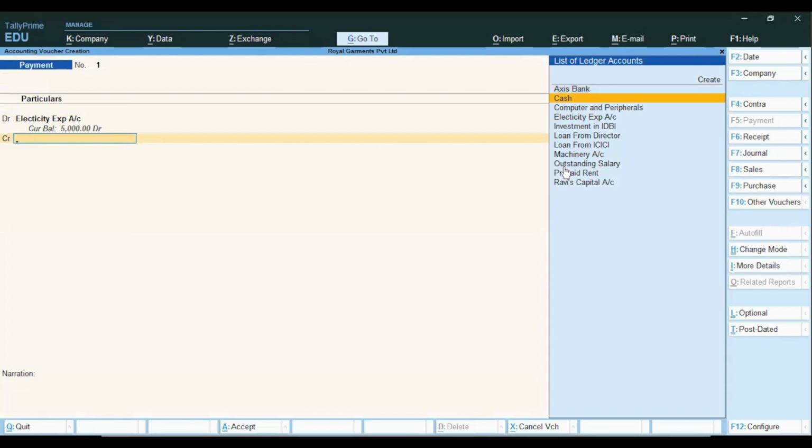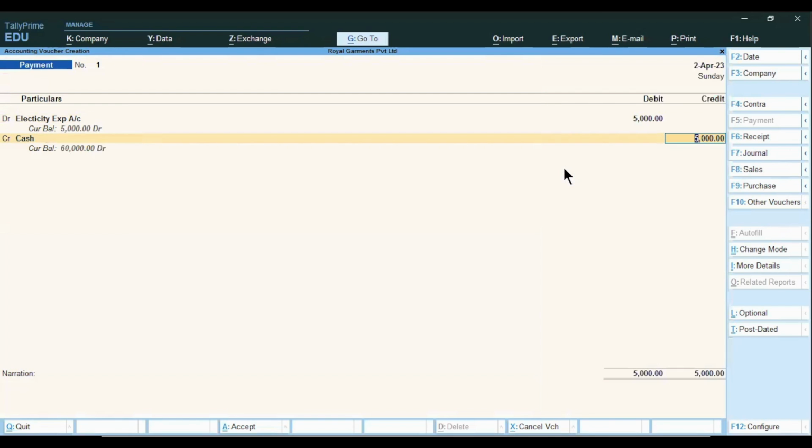Credit part is cash account. We have the cash account. Enter. See, every entry wise, it shows the balance of each and every ledger. At the starting, we had an opening balance of 75,000 as cash. Out of which 10,000 we have deposited into the bank, and now 5,000 paid as electricity. So at present we have 60,000 balance in our hand.